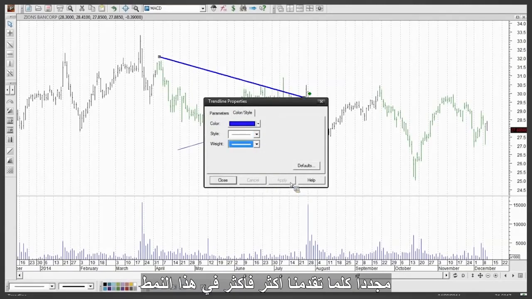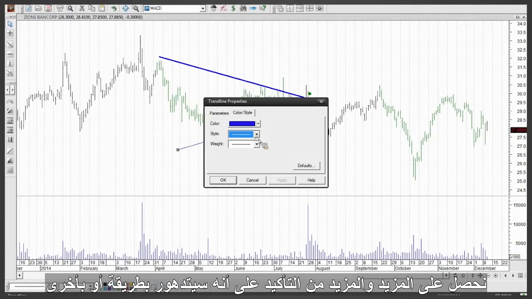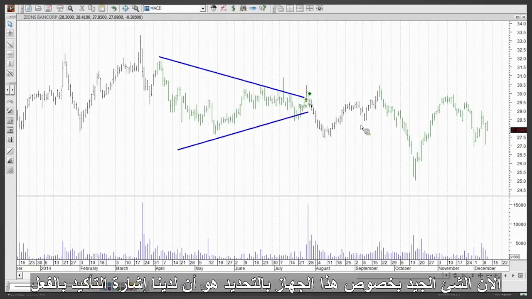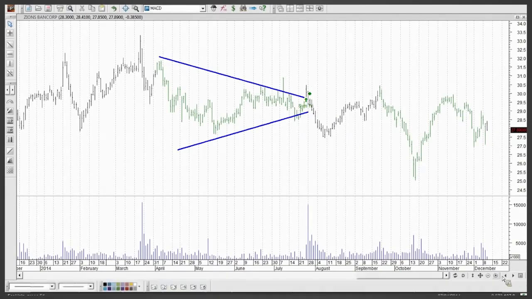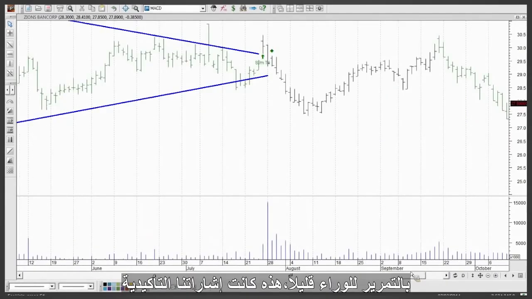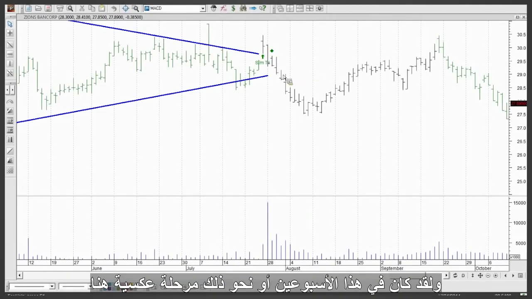Okay, so again, as we get further and further along in this pattern, we are getting more and more confirmation that it is going to break out one way or another. Now, the good thing about this instrument specifically is that we actually did get this confirmation signal right here. Scroll back a little bit. This was our confirmation signal, and we did go into this two weeks or so reversal trend right here.